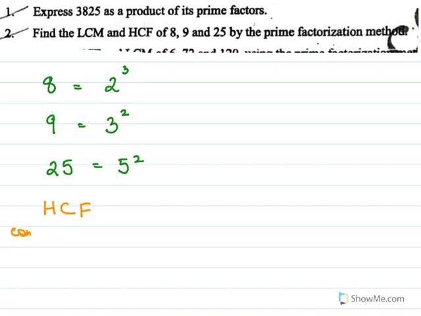Find LCM and HCF by prime factorization. So prime factorization of 8 is 2 raised to 3. Prime factorization of 9 is 3 raised to 2. And prime factorization of 25 is 5 raised to 2. Now to find the HCF, we take the common factor and lowest power.